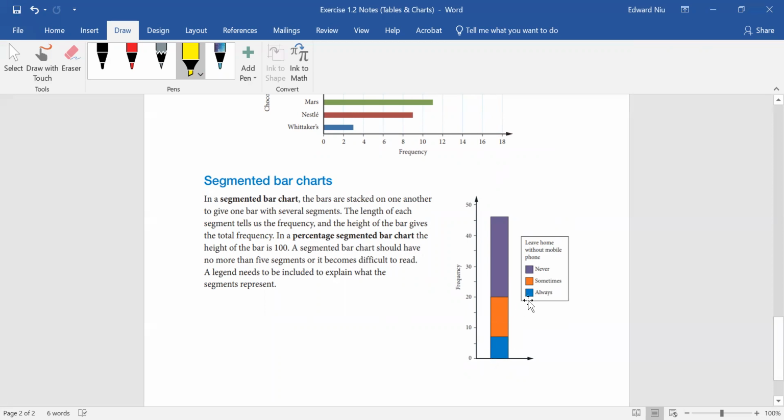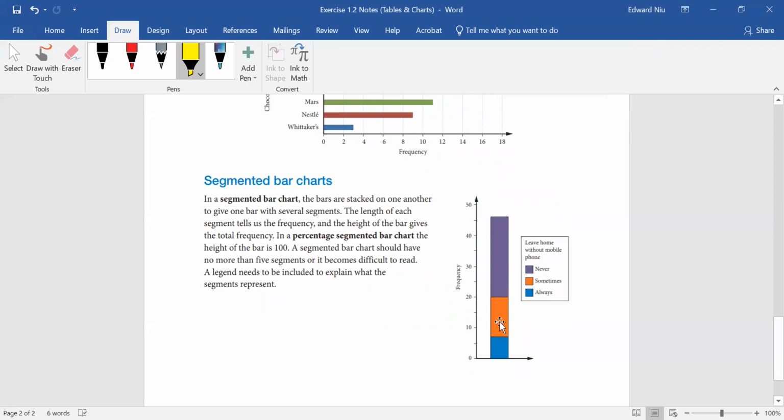The legend says in sky blue, people who leave home without a mobile phone. We have roughly, so that's 5, 10, 15, 20, about 7 people who leave home without a mobile phone at all times. In other words, always. From 7 to 20, in other words 20 take away 7, this orange section, there are 13 people who sometimes leave home without a mobile phone.